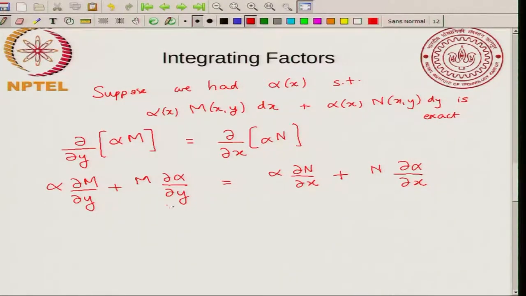However, we know that ∂alpha/∂y is equal to 0 because alpha depends only on x. That's what we assumed. We assumed that alpha depends only on x. So this term will go to 0, and we get this equation.